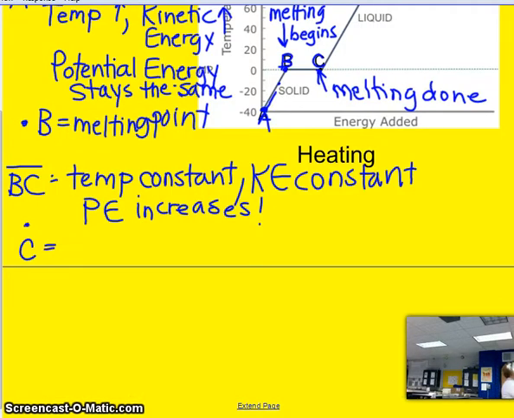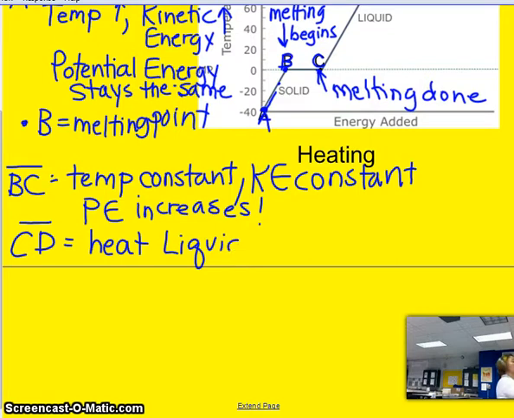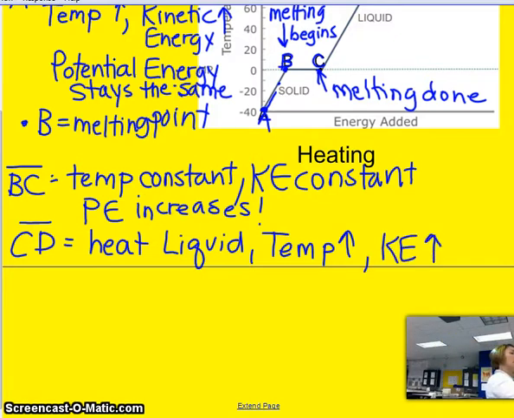From C to D, you heat the liquid. You can see that the temperature goes up from C to D. And if temperature goes up, what else goes up? Were you right? Kinetic energy goes up. And the potential energy is the same.